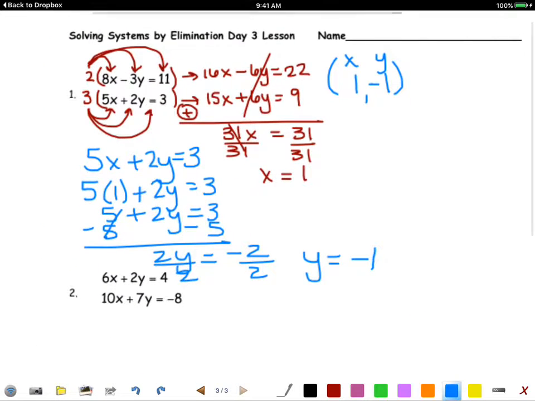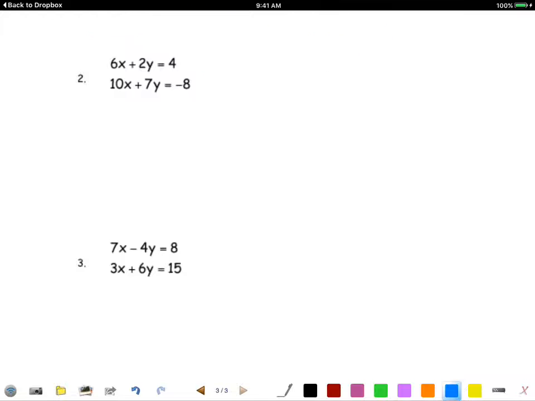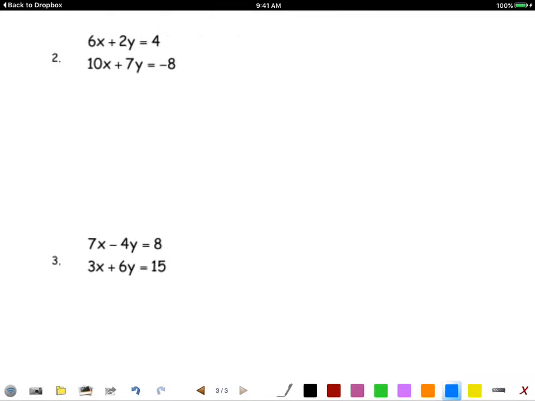Okay, so the only new part today is the fact that you're going to need to multiply both equations by something in order to get the variables to eliminate. Okay, let's look at number 2 here. There's lots of options here. Now you can choose to get it so that you have your x's eliminate or your y's. It doesn't matter.